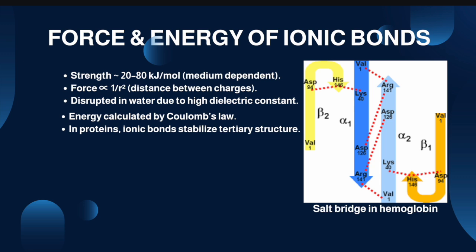How much energy is required to form an ionic bond, you can find it by Coulomb's law. Now what is this again? Just wait, I will explain these 2 points in the coming slide. In proteins, if you can see in the figure, it is a salt bridge in hemoglobin. You all know the hemoglobin structure, it contains alpha and beta chains. So tertiary structures are formed when different chains combine together and form a folded structure. For that particular tertiary structure formation, you can see here these types of ionic bonds are formed, which are known as salt bridges. So they are found in the proteins also.